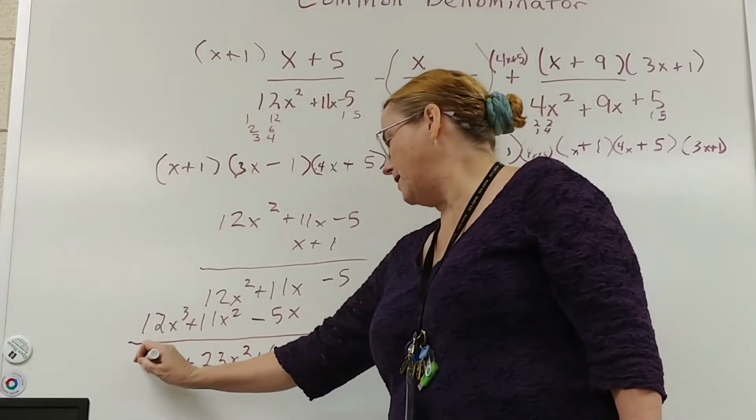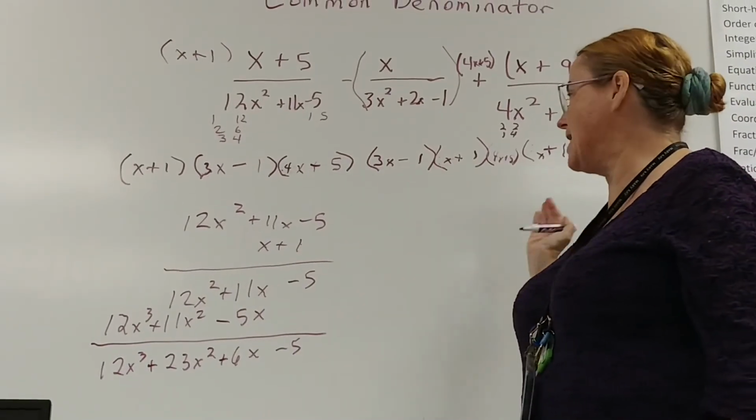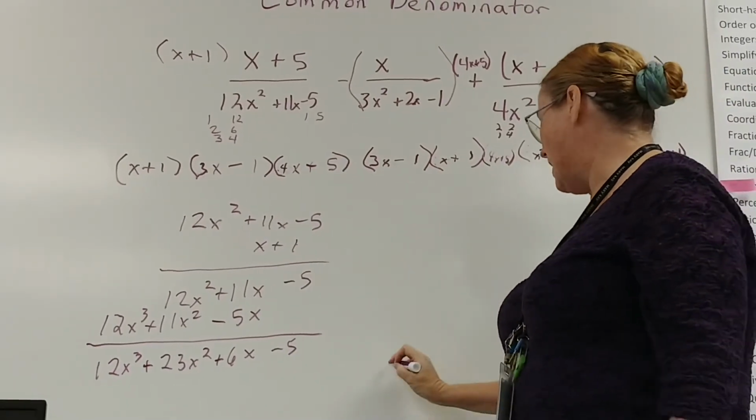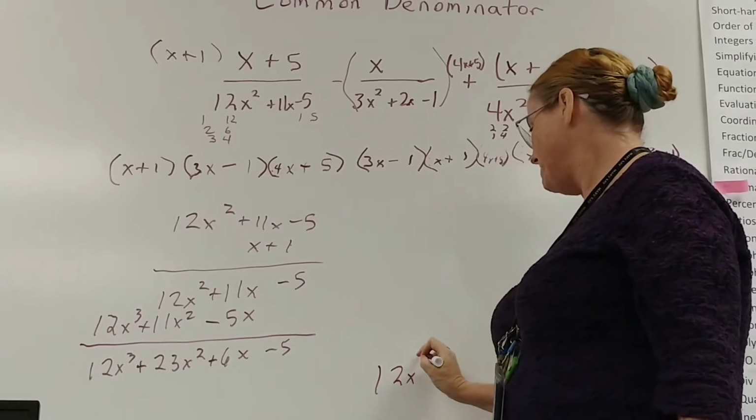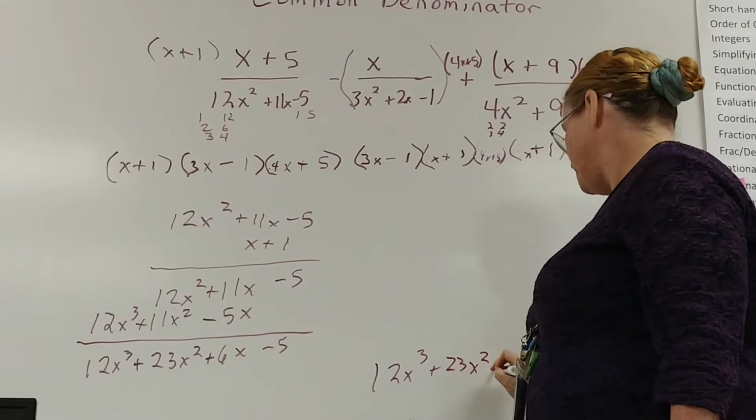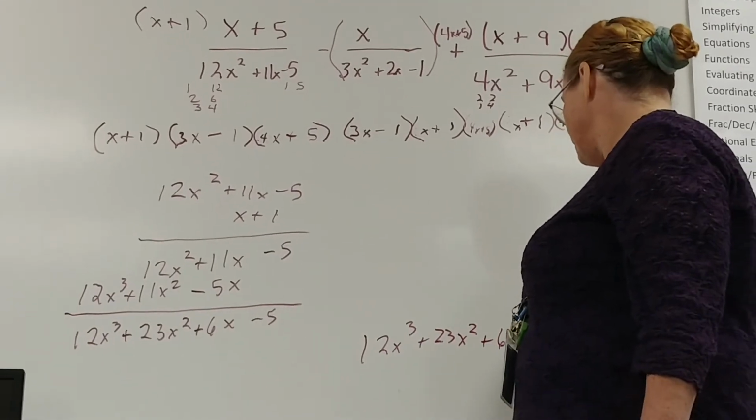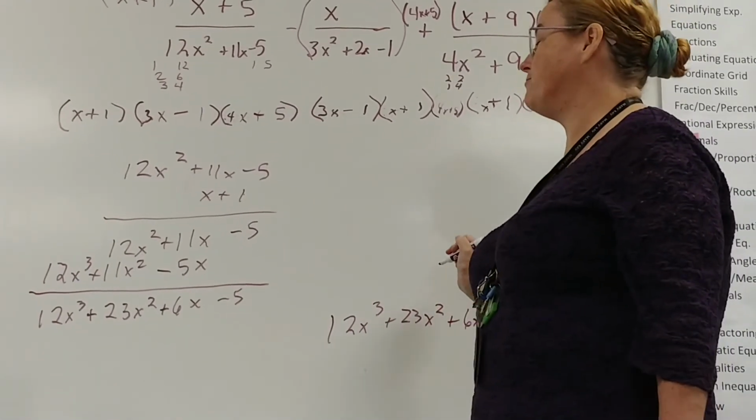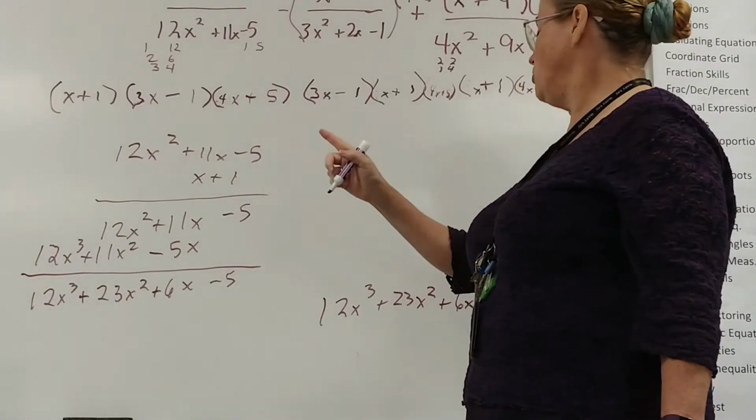This is the bottom for all of them. So you don't have to do it 3 times. It's the same bottom. So this is your new bottom. So you must find a common bottom for them to work. Now you do the top.